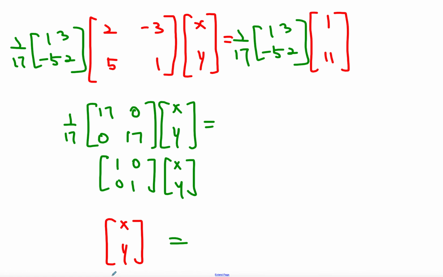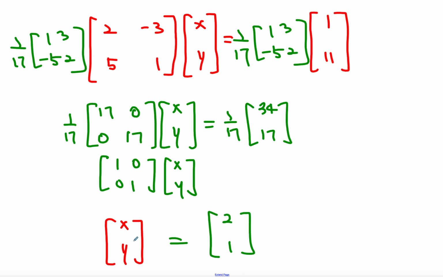Let's look at my right side. What is that equal to? 1 over 17 was still there. 1 and 3 is multiplied here. 1 times 1 is 1, and 3 times 11 is what? 33, so we get a total of 34. And negative 5 times 1 is negative 5, and 2 times 11 becomes 22. So 22 minus 5 becomes 17. So when you multiply those two things, we get 2, 1.